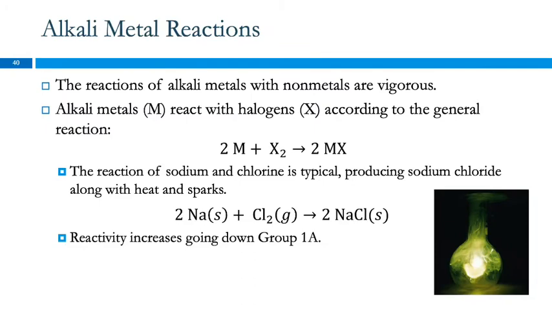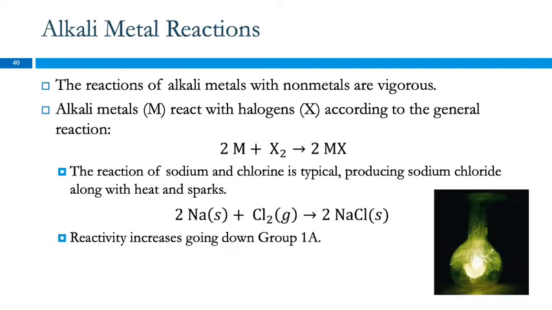Alkali metal reactions. Alkali metals react very vigorously with nonmetals. They react with the halogens. Remember, the halogens are group 7A: fluorine, chlorine, bromine. In this general form, two metal atoms will react with one halogen molecule and make an ionic compound. A specific example here is sodium reacting with chlorine to form sodium chloride. And there's a picture of that.